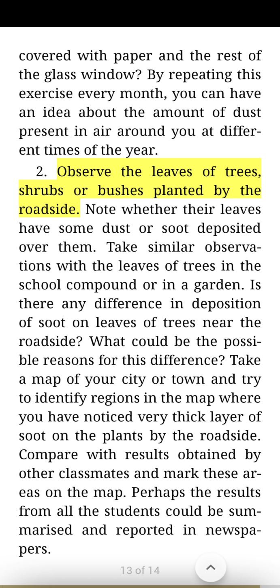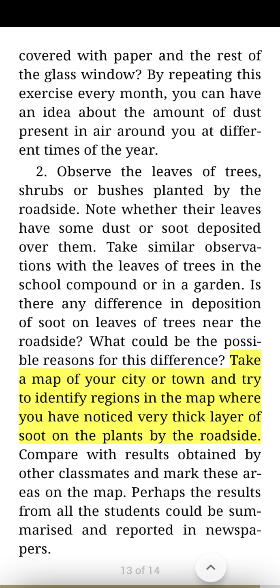Observe the leaves of trees, shrubs or bushes planted by the roadside. Note whether their leaves have some dust or soot deposited over them. Take similar observations with the leaves of trees in the school compound or in a garden. Is there any difference in deposition of soot on leaves of trees near the roadside? What could be the possible reasons for this difference?